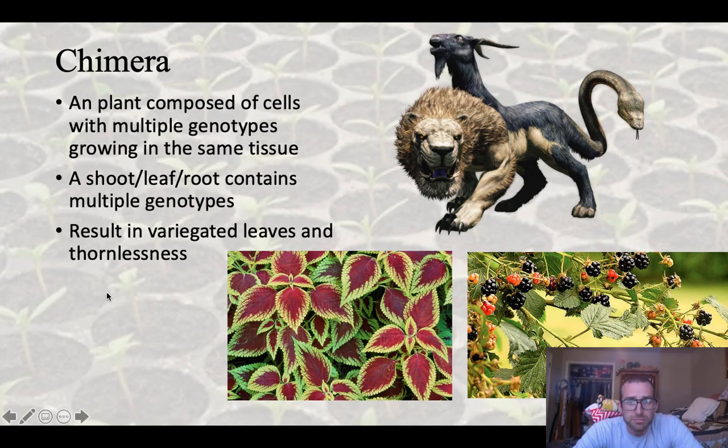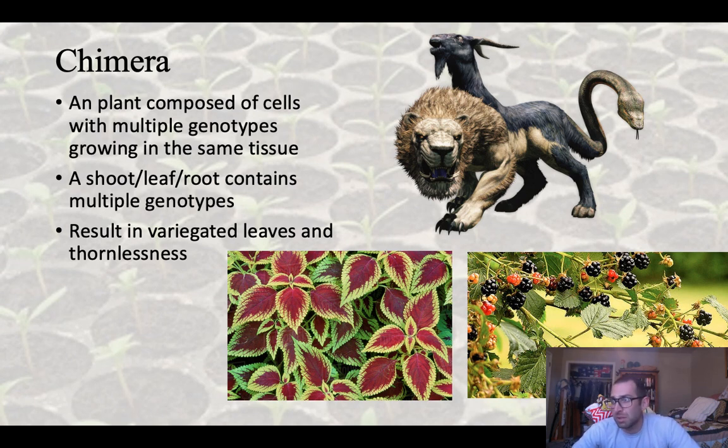Another kind of interesting thing that relates to propagating vegetatively are chimeras. So a chimera is a plant composed of cells with multiple genotypes growing in the same tissue. So you may have a leaf or a root or a stem or shoot that consists of different genotypes.